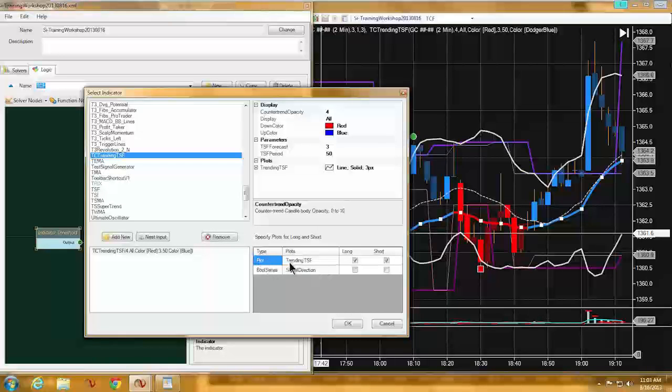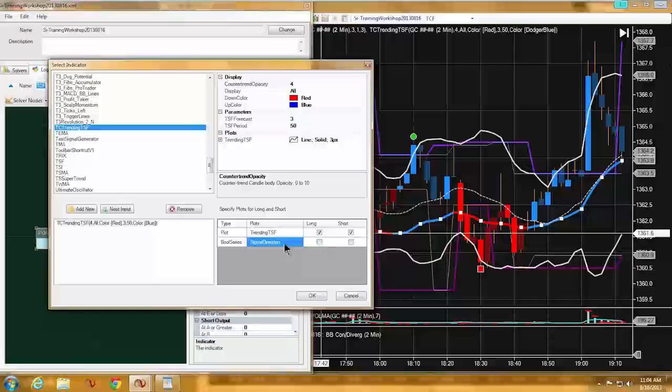So we see we have the regular plot, the TC trending, or the trending TSF, which is just a regular plot, the blue and red line on the chart. And then there's this bool series, and you can see it's labeled signal direction. So they used a pretty simple, obvious label for this bool series. A bool series is a true or false; in programming language, it's a true or false statement. There's other series available in programming. The other common one is a data series, which just holds numeric values in it, so it could hold a 1 or a 2 or a 3 value.